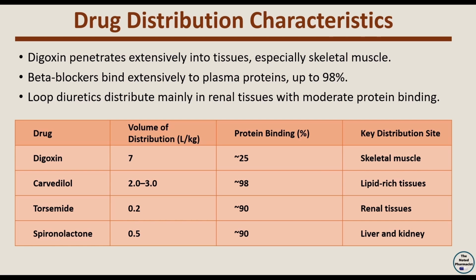The table presented here is a detailed summary of distribution metrics for heart failure medications. It provides volume of distribution, protein binding, and primary distribution sites for optimal pharmacological understanding.